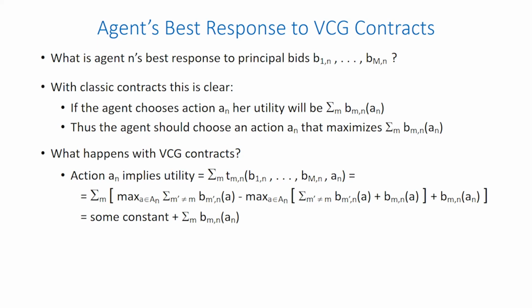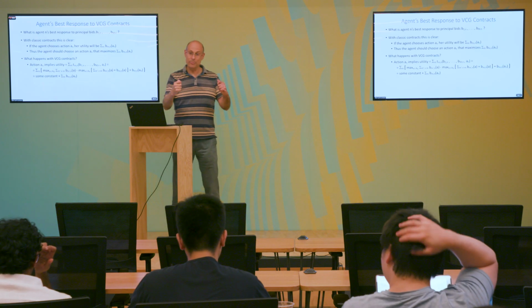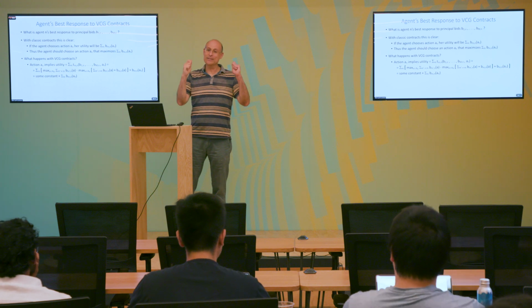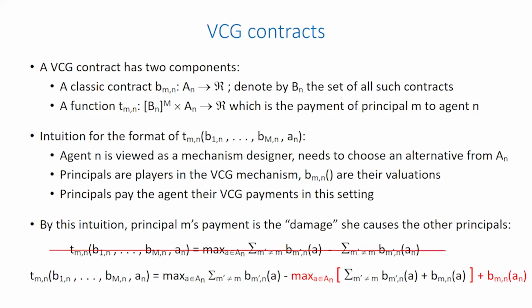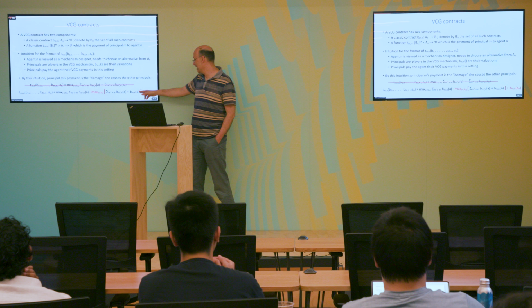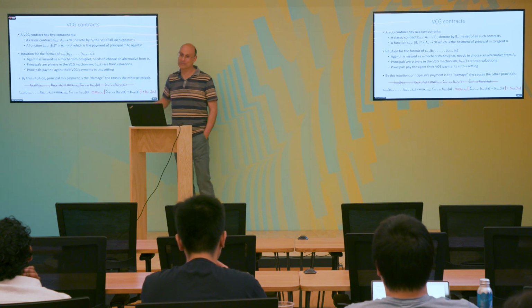Both in the classic contract and in the VCG contract, the agents are going to look at the bids and choose the action that maximizes for them the sum of bids. If we go back to the formula, the agents are going to choose the action that maximizes the sum of bids. So AN will be this A that maximizes this. And therefore, as Tim said, this cancels out, and we go back to the VCG payment.